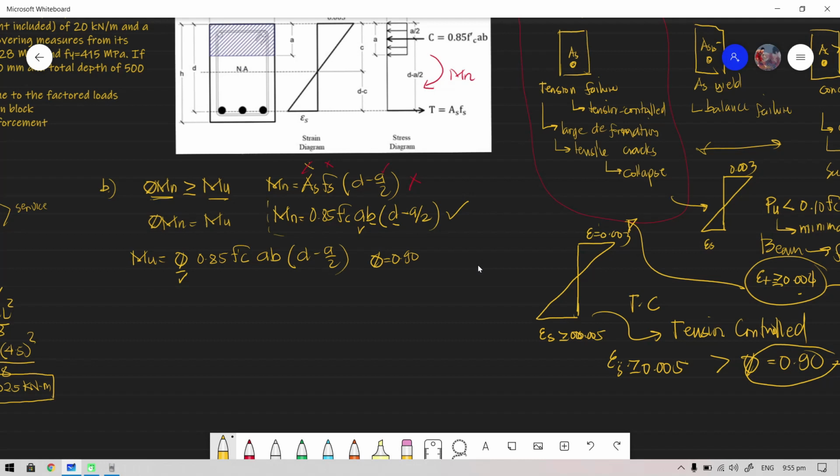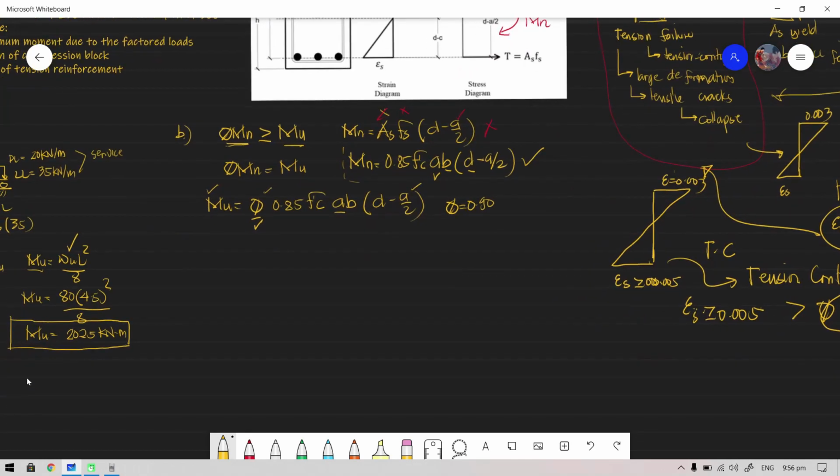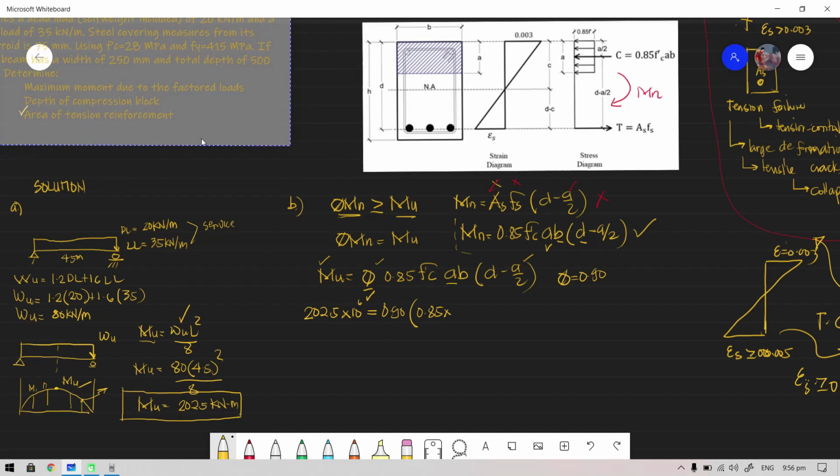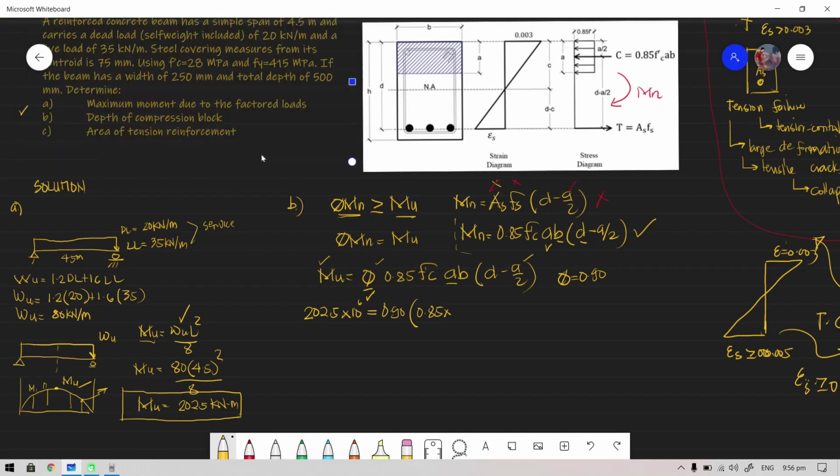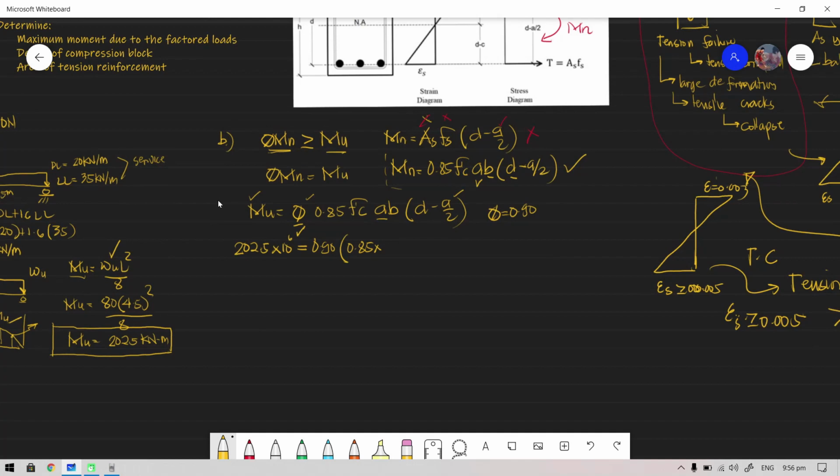So, titingnan mo yung formula, given na to, meron ka nang phi. Ang ano na lang dito is A. So, balik tayo sa given. Ito, meron na tayong MU. So, yung MU is 202.5. Multiply natin sa 10 raised to 6 para maging Newton-mm. Ang phi natin is 0.9. So, 0.85, anong f'c ang given? 28. So, we have 28.